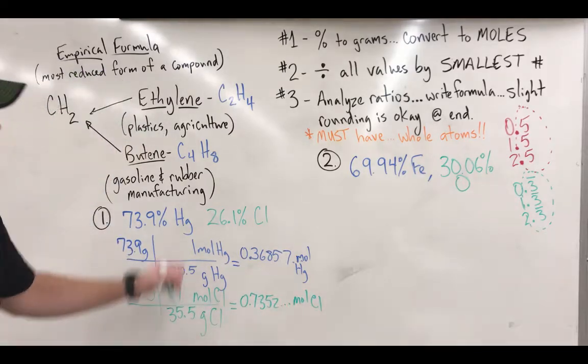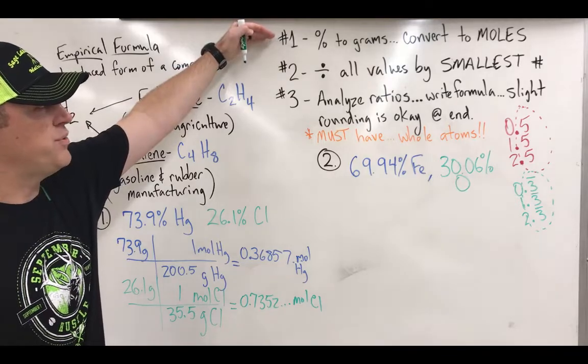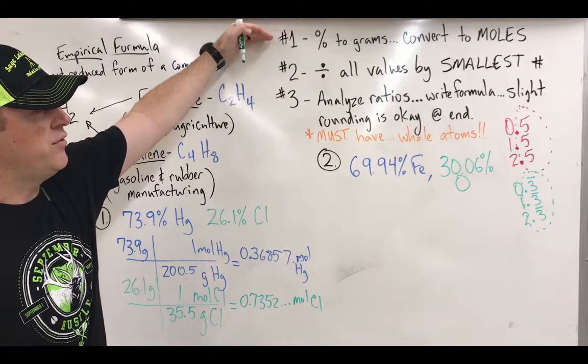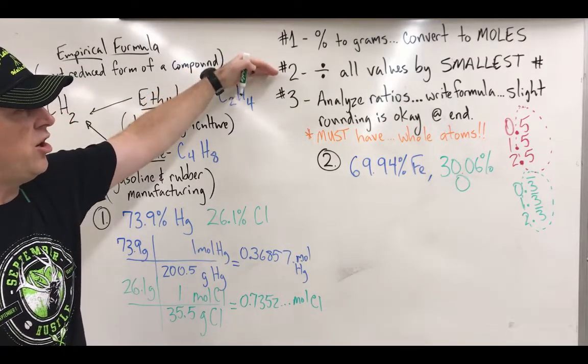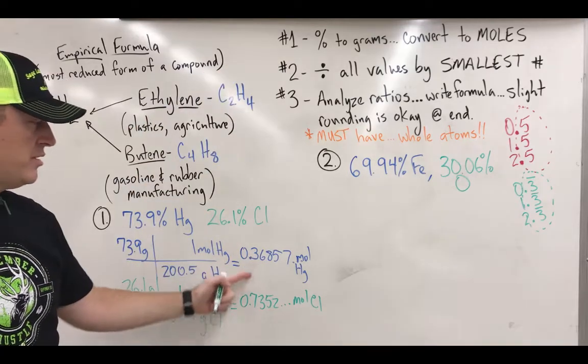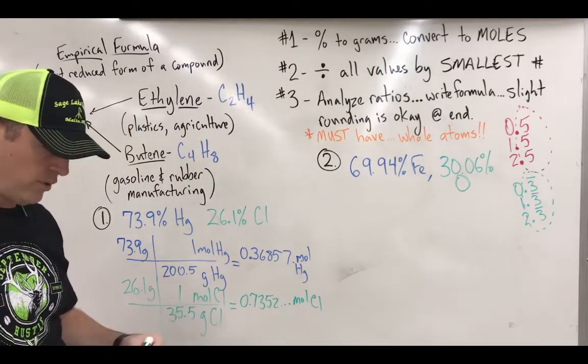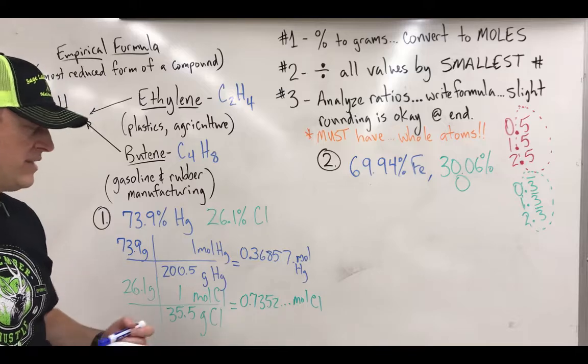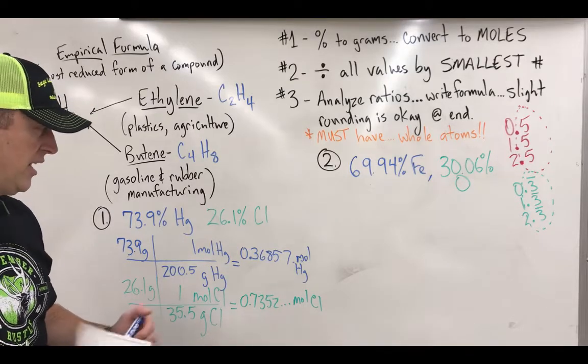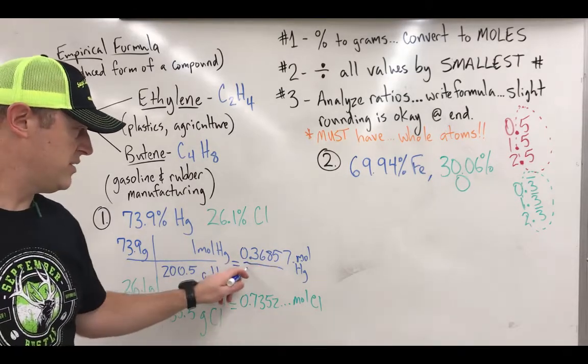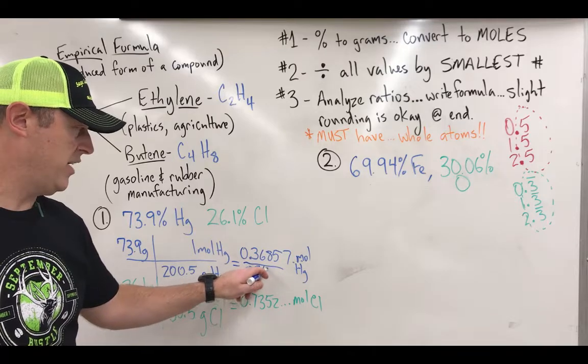Okay, so I've done step 1. I've changed the percentages to grams, and I converted those to moles. Now I divide all of these values by the smallest number. So the smallest number here is going to be my 0.36857. Okay, and when I do this, this is obviously going to give me a value.